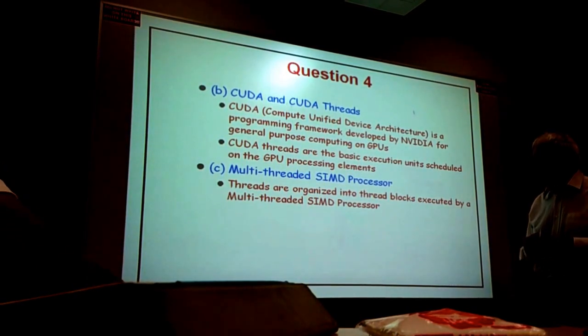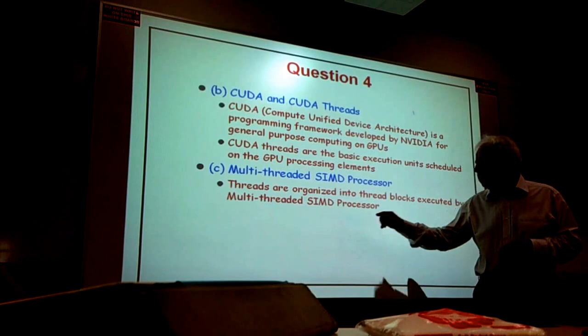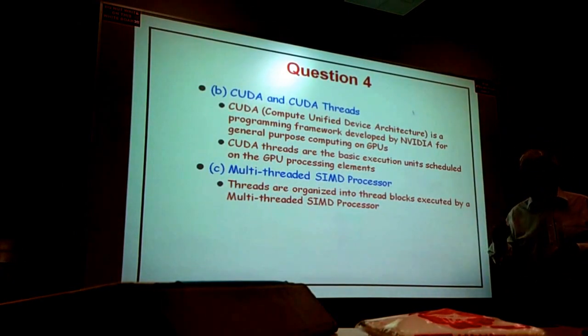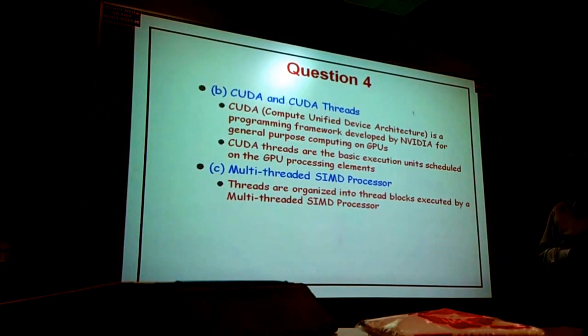And then within the GPU itself, you can have multiple SIMD processors. So you have parallelism at different levels. You have threads within a thread block, which executes on the SIMD processor, and then you can have multiple SIMD processors. Okay, again, I think you've gone into the details in the lectures, so I won't discuss too much detail here. Are there any questions?